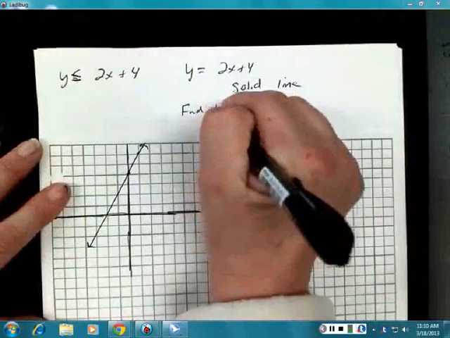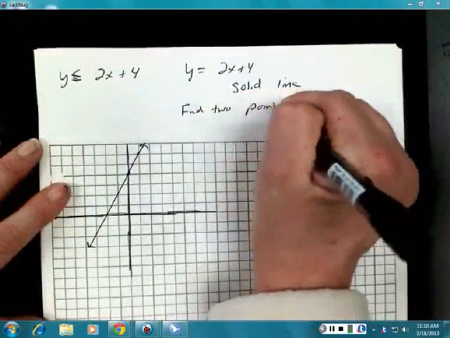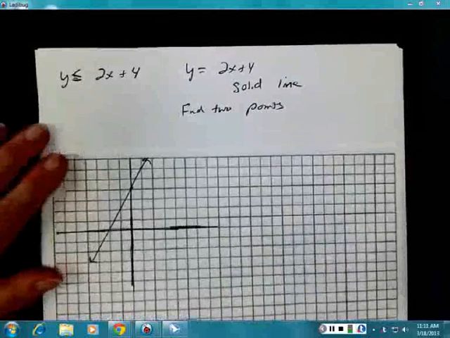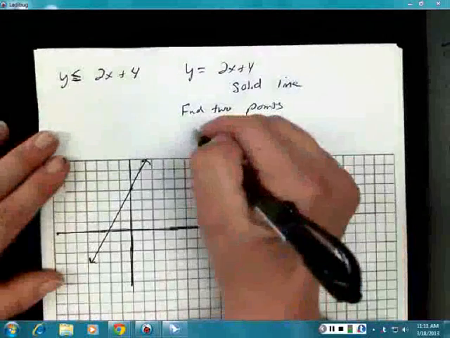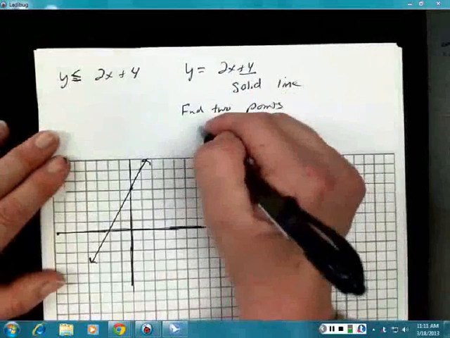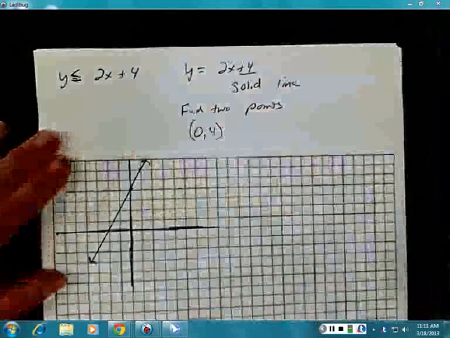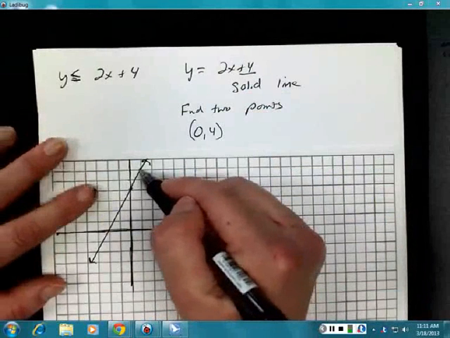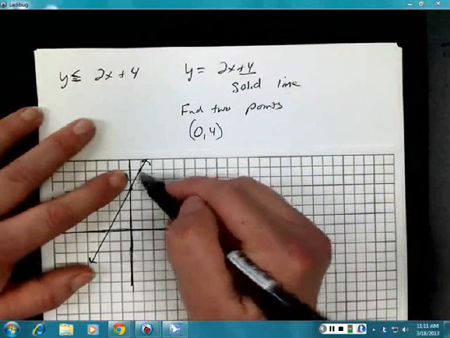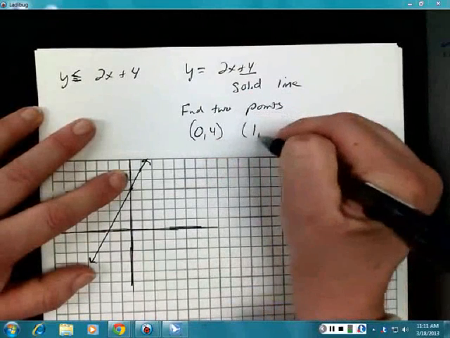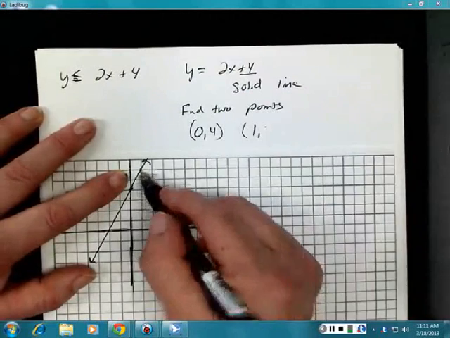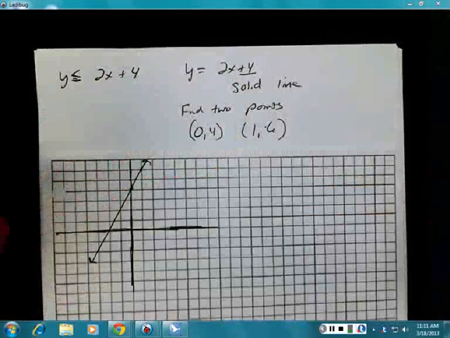It may ask you in Hawks to find 2 points. Did I find 2 points by doing what I just did on my graph? Yeah. What did I find? I found the y-intercept, which is 0, 4. And I found a second point when I rose 2 and ran 1, because that gave me another point of 1, 6. Up 1, 2, 3, 4, 5, 6. And I've got 2 points.